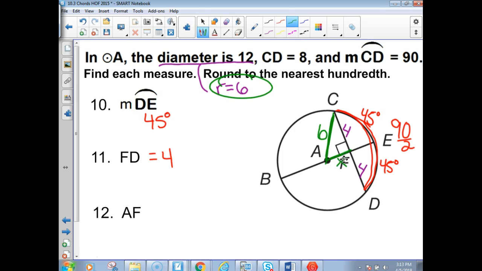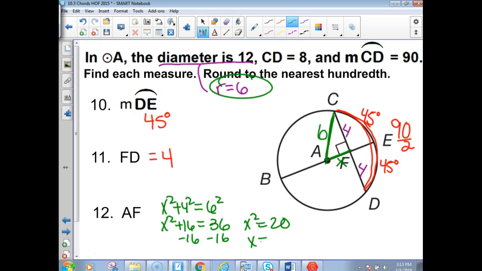Okay, so now we would do the Pythagorean theorem. X squared plus 4 squared equals 6 squared. Then subtract 16. And we're going to the nearest hundredth, so we're just going to take the square root of 20. If we're going to the hundredths, that's 2 decimal places. So it's 4.47.